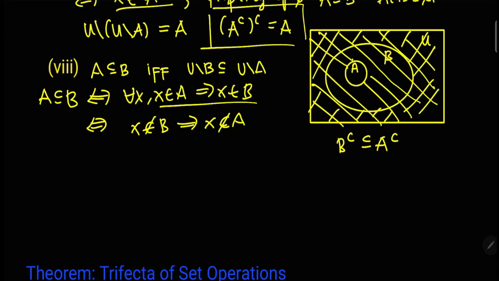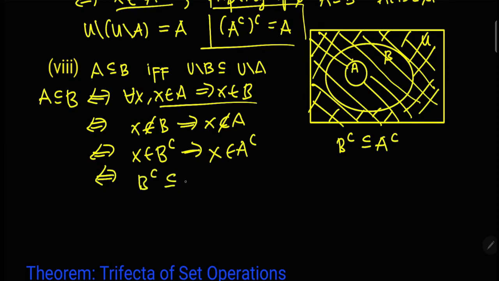Well, if x is not in B, then it must be in the complement, right? So that means that x is in the complement. If it's not in B, then it's in the complement. Similarly, if it's not in A, then it's in the complement. So that means that the B complement is a subset of the A complement. Okay? So at this point, we were able to describe the properties of the complement, the relative complement, and the absolute complement.